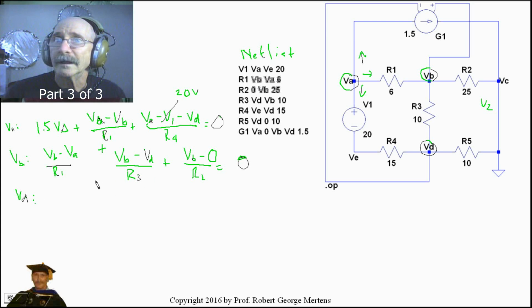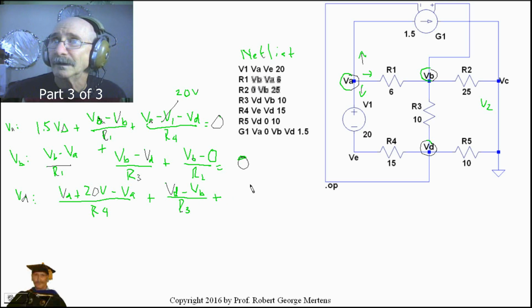And for this one, we have VD. Now this time, we're going from here to here, so we're going to add 20 volts, 20 volts minus VA divided by R4 plus, the next one is going to be VD minus VB divided by R3 plus VD minus, of course, 0, that's what we have over here, divided by R5. That's all equal to 0.